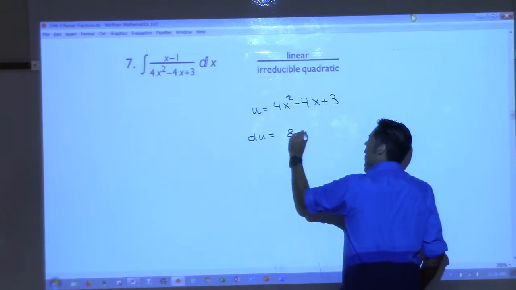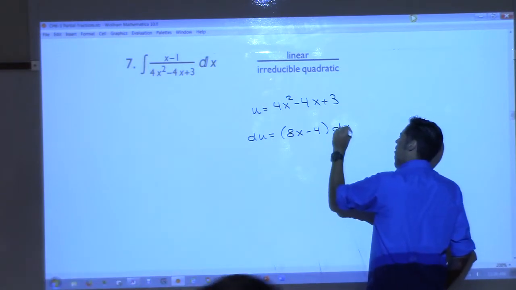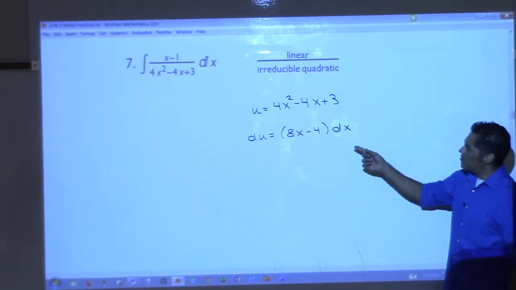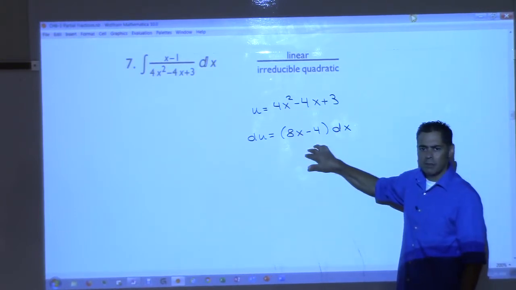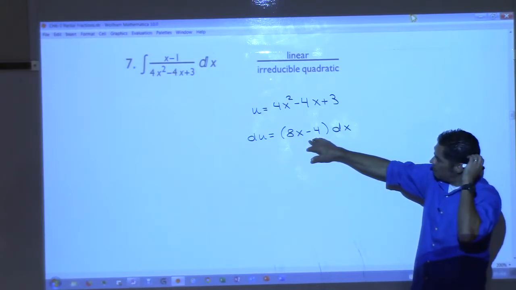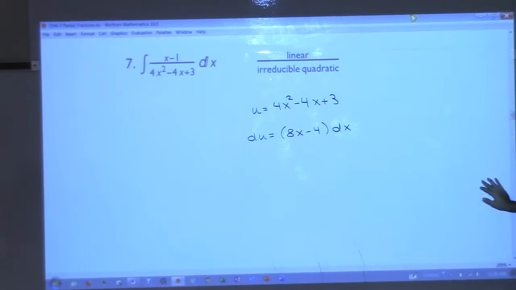Du would be 8x minus 4, wouldn't it? Yeah. Dx, right? And with basic U substitution, aren't you supposed to see something in its derivative? And this right here, I do not think I see that. I see x minus 1 dx, but I don't see 8x minus 4 dx. Would you agree? I'm not sure if that's what you were wanting me to do.